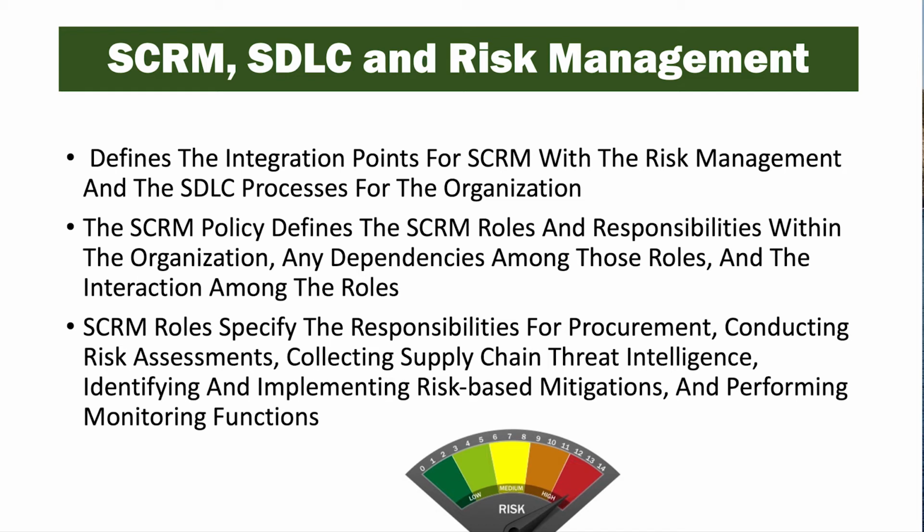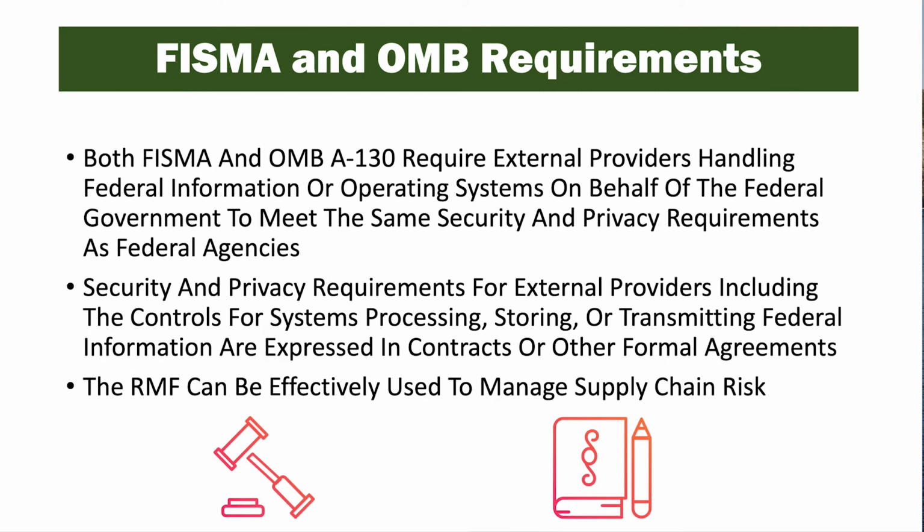We need to apply the same risk management strategies to our third-party suppliers and the supply chain risk management process to ensure that we're meeting all of the requirements as if the system was built internally. Both FISMA and OMB A-130 require that external providers handling federal information or operating systems on behalf of the federal government meet the same security and privacy requirements as federal agencies. Security and privacy requirements for external providers, including the controls for systems processing, storing, or transmitting federal information, are expressed in contracts or other formal agreements.